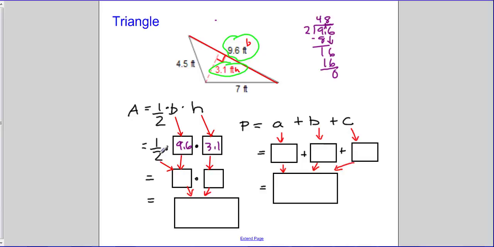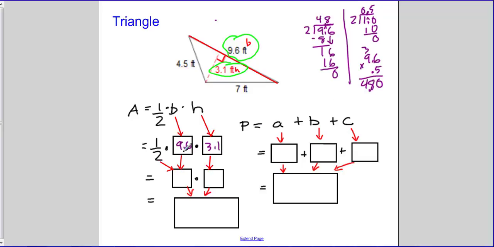Another way is to convert a half to a decimal. So 1/2 is 0.5. Again, you can see that using division. 2 goes into 1. Add a decimal point and a 0. 2 does not go into 1. It goes in 0 times, but it goes into 10 5 times. So it's 0.5. So you could take 9.6 times 0.5, and you get 480. Move the decimal point 2 places, you get 4.8.